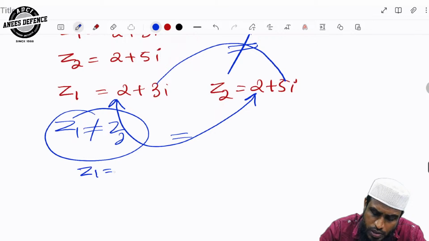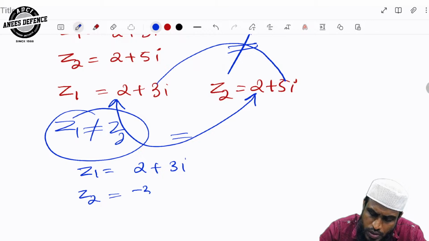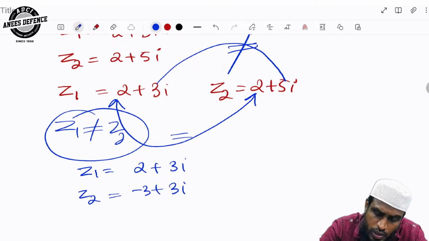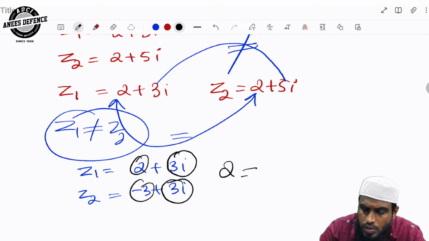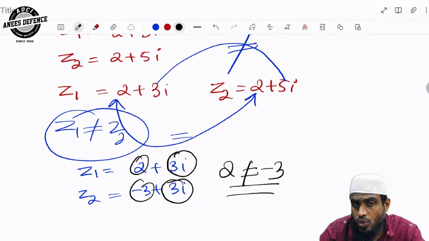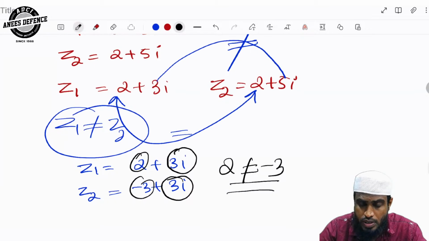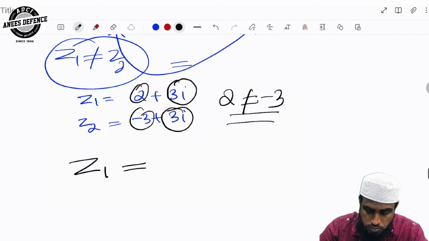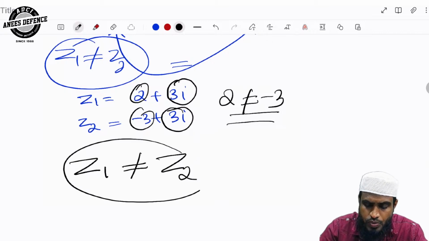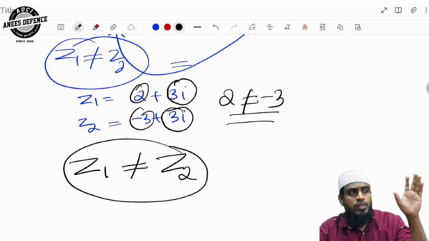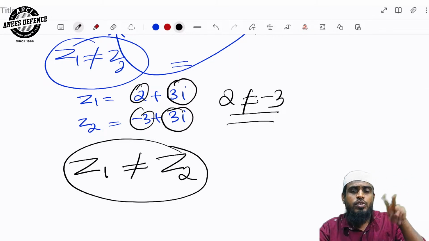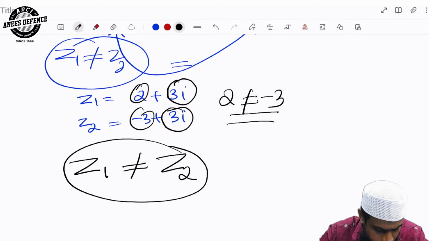Another example, z1 is equal to 2 plus 3i, z2 equal to minus 3 plus 3i. Here you can see that the imaginary parts are both equal, but the real parts are not equal. 2 is not equal to minus 3. So here also you cannot say that these complex numbers are equal. So z1 is not equal to z2. If two complex numbers are to be equal, then simultaneously the real part should be equal and the imaginary part should be equal.